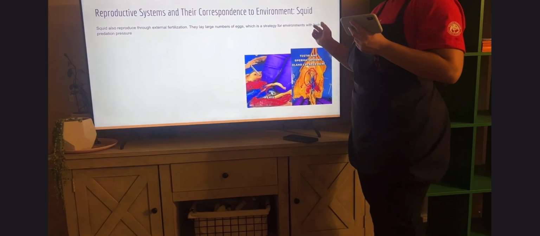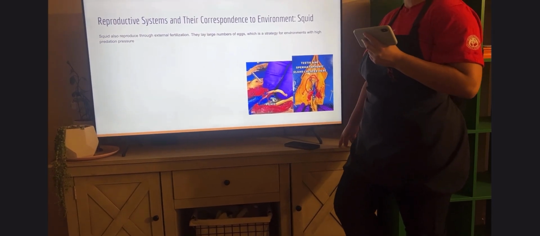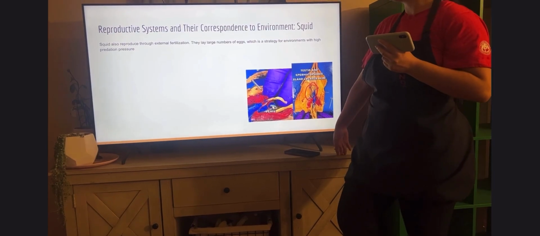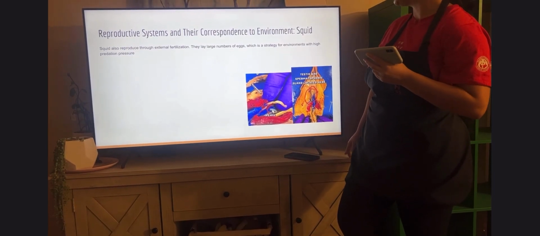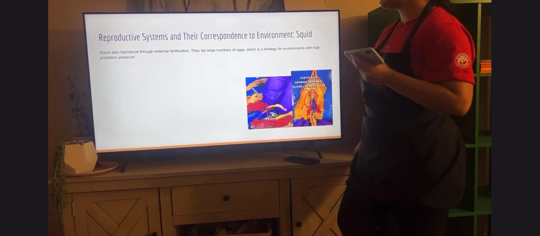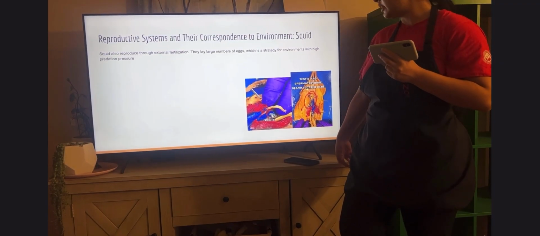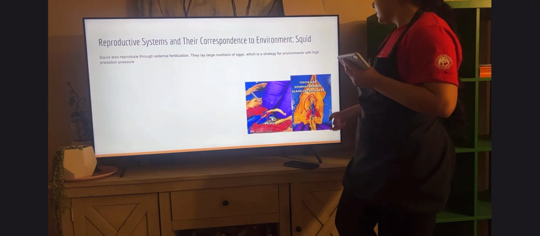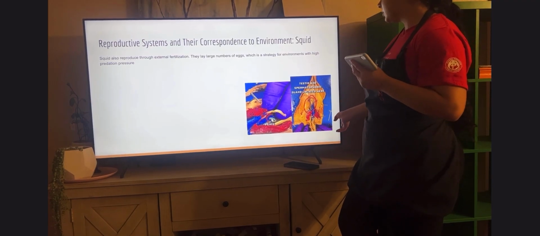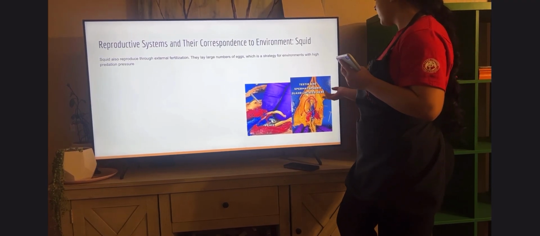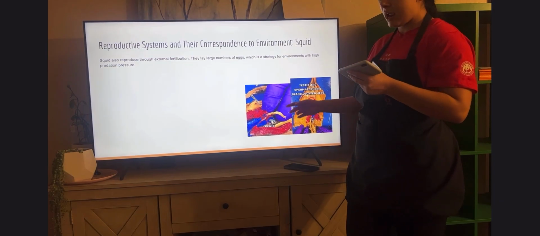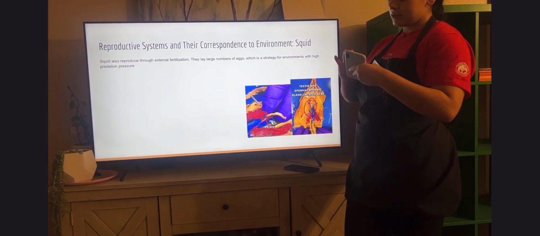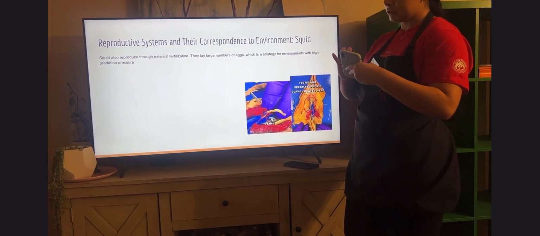The squid also reproduce through external fertilization. They lay a large number of eggs, which is a strategy for environments with high predation pressure. Right here you can see that reproductive system of a squid. The testes and spermatophore glands are located here along with its other reproductive structures.